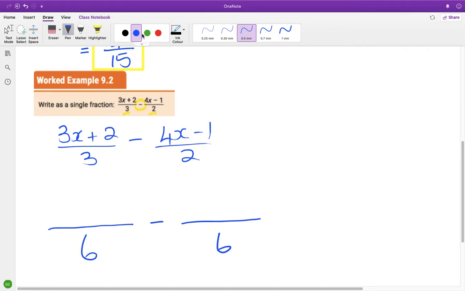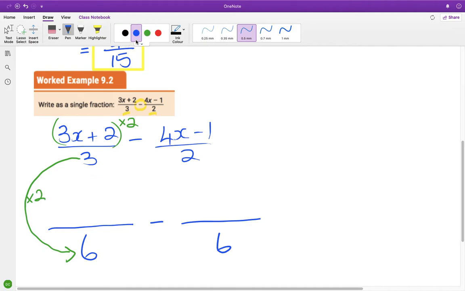Okay, so let's have a look. This denominator is going from being a 3 to being a 6, so it's been adjusted by a factor of 2. So what am I going to have to do? I'm going to have to take this top line and multiply it by 2.